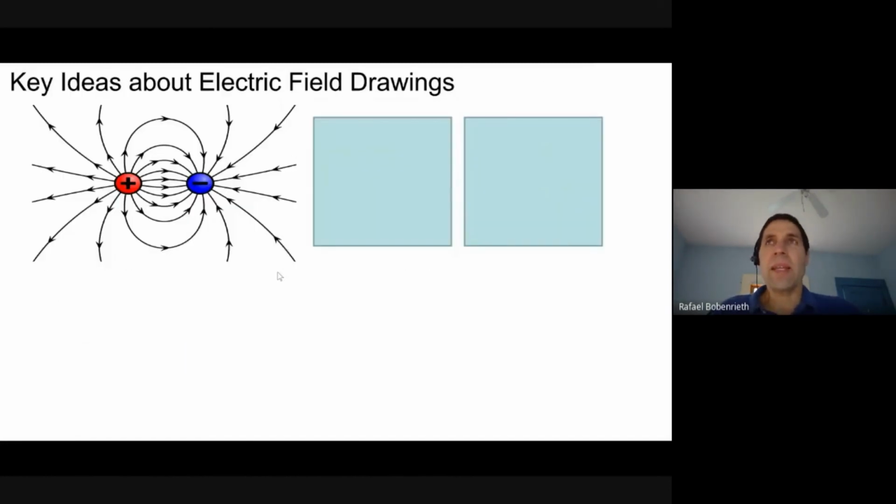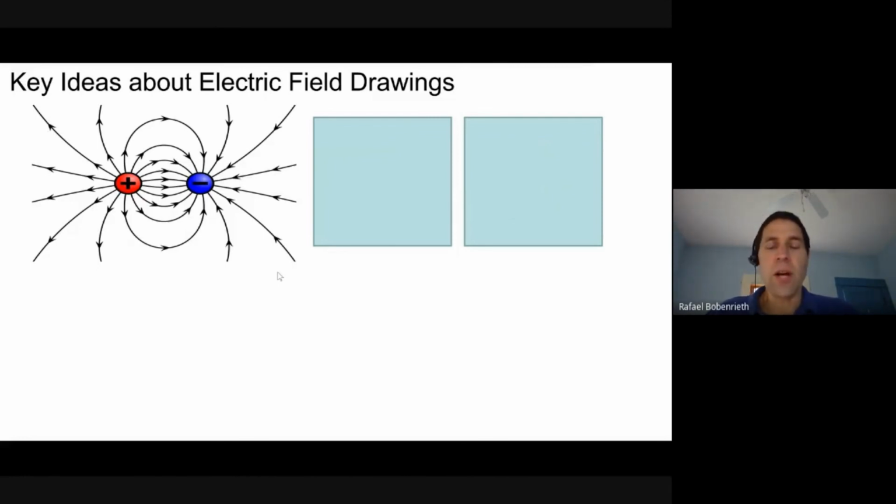There are some key things that I want to talk about in terms of electric field drawings. This is important because these are things that I've learned over the years are difficult for students to comprehend, things students sometimes get mistaken about. So it would be a good idea to jot notes down or at least make mental notes as you see fit.